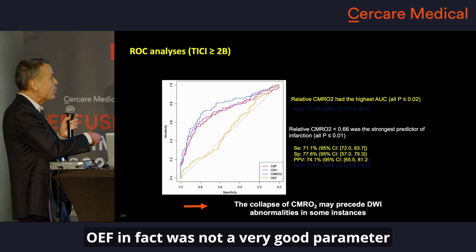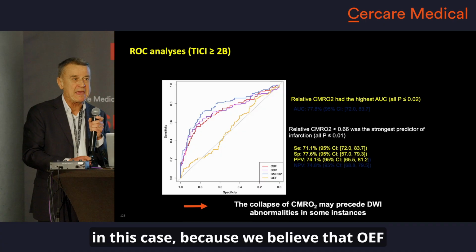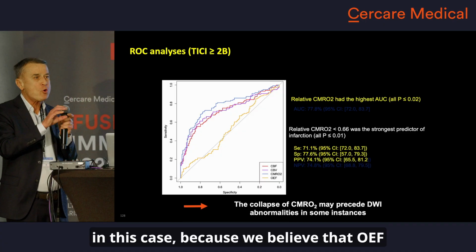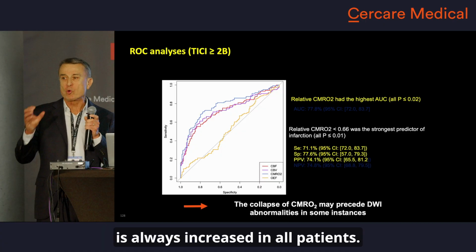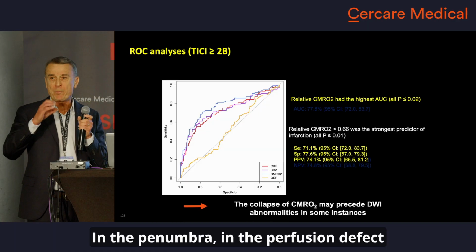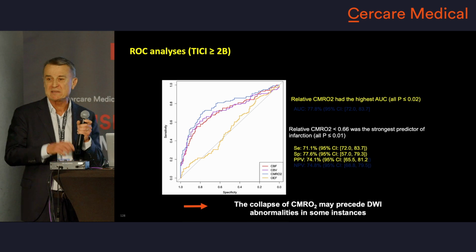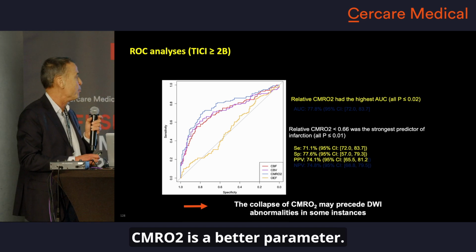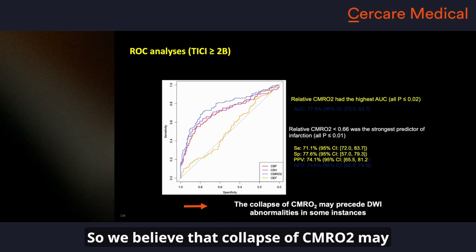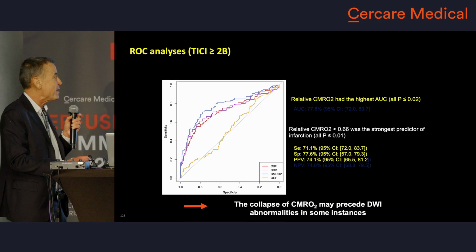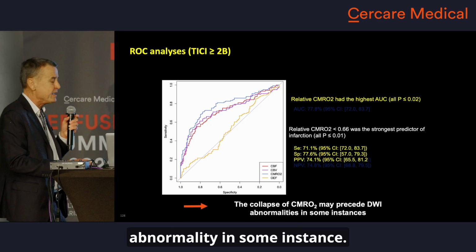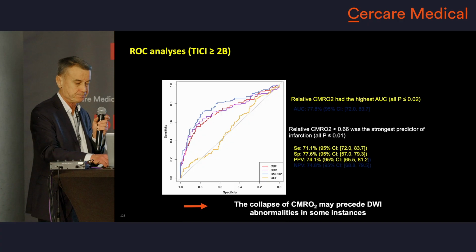OEF, in fact, was not a very good parameter in this case because we believe that OEF is always increased in all patients. In the penumbra, in the perfusion defect, OEF is always increased, and CMRO₂ is a better parameter. So we believe that collapse of CMRO₂ may precede diffusion abnormality in some instances.